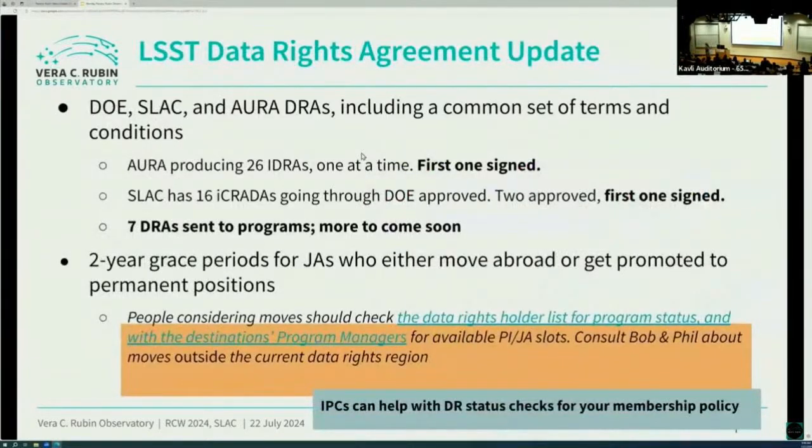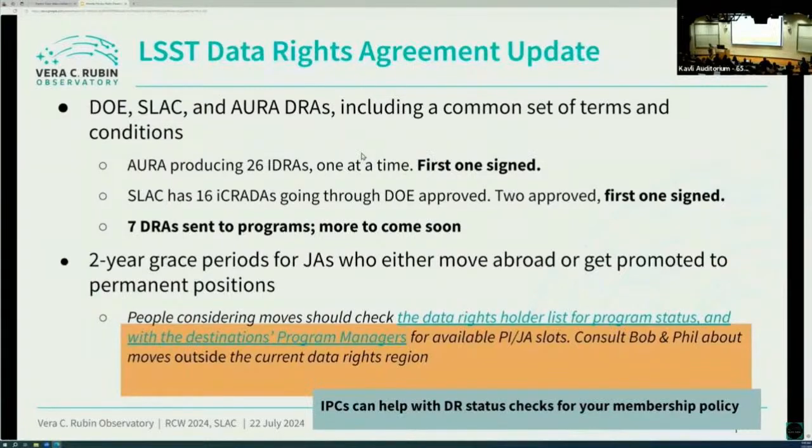A few things about data rights agreements. We have actually signed one, which is good news, and we look like we're sending out more. We have about 7 of them that have been delivered now to teams, and we'll be working with them both on the AURA and SLAC side to get those out and get those done before we start operations, of course, in a year. We wanted to let you know that the 2-year grace period for junior associates who move or get promoted into permanent positions has been clarified or modified slightly. So you can go look at the data rights policy to see what that's all about, or ask Phil or I if you have questions. And the data rights holder list is public, and you can go find that as well.